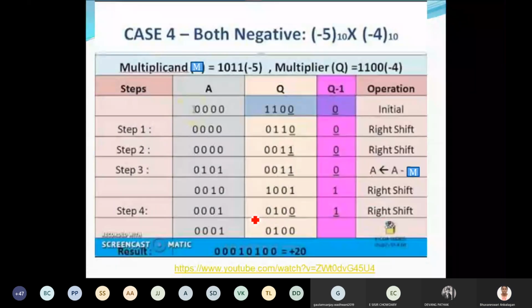Okay. Next, we are going to see what happens when both the numbers are negative. We don't need to bother about anything. Simply take the 2's complement of the number for plus 5. You take the 2's complement, you will get this number. For 4, what is the binary equivalent? 0, 1, 0, 0. You take the 2's complement of the number, you will get this multiplier. As usual, you perform all the operations that I have displayed in the flowchart. But here, when you are dealing with both negative numbers, the result will obviously be positive. Okay, directly you will get that.